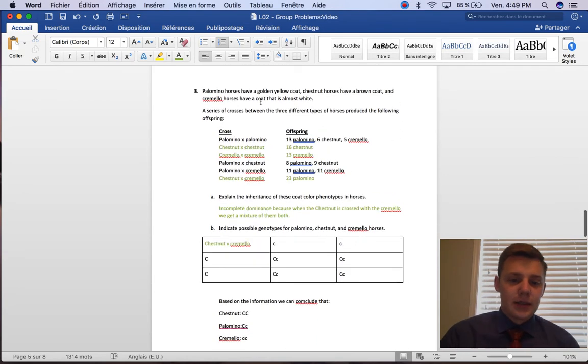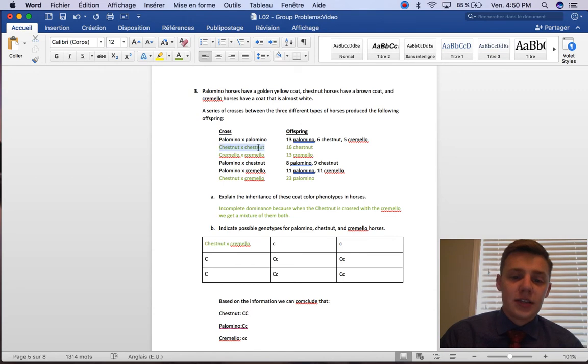So question number 3 is talking about horses and their coats, and we have to kind of find out what is the inheritance pattern for these coats. And just based off the information, I kind of drew like a little Punnett square just to kind of check. And the things that I were really interested in were these ones that are kind of highlighted in green.